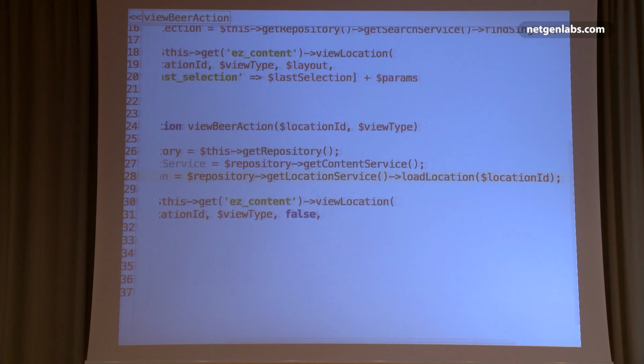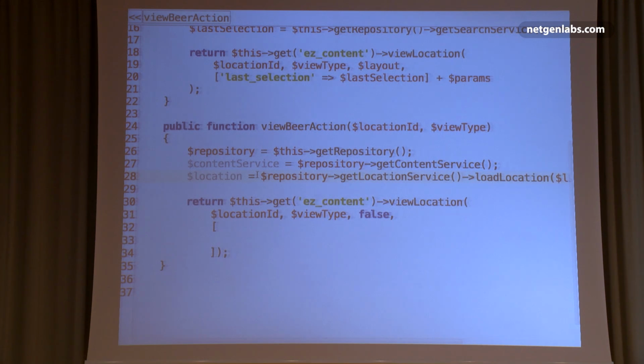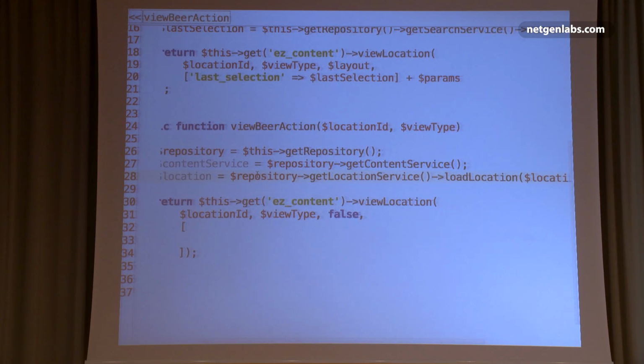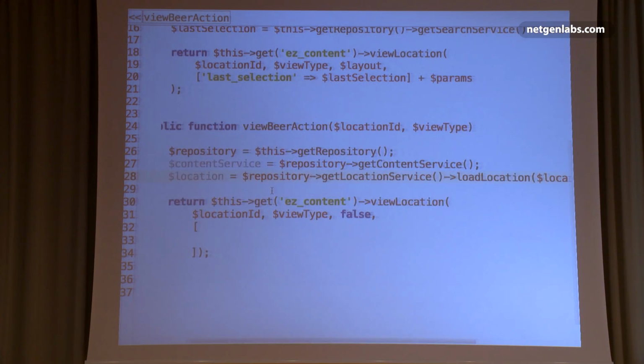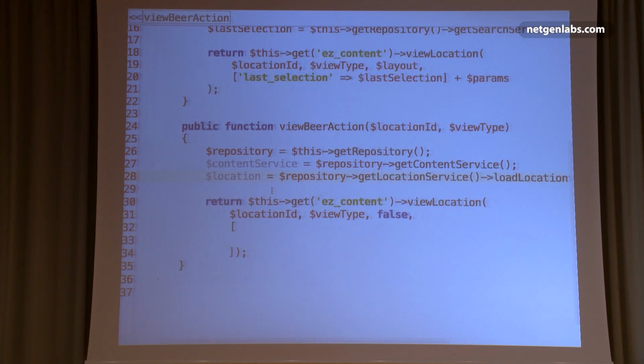Here we go. So as a reminder, what we are doing is we are overriding the controller that renders the view location for a beer, meaning you just show a beer in the browser. It will send the location ID, and we want to enrich what we send to Twig with the reviews that might be linked to the beer we are showing. It might also not have a review, of course.